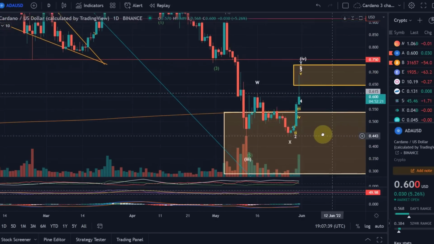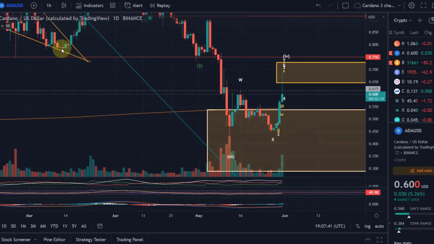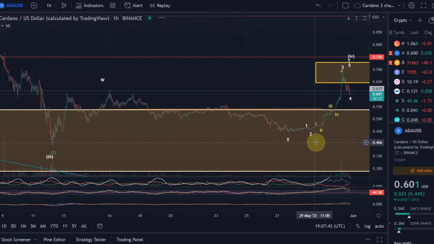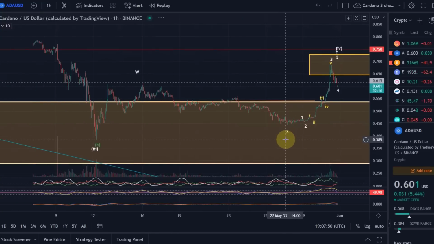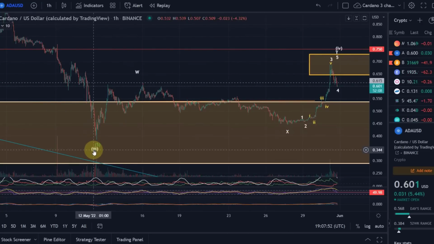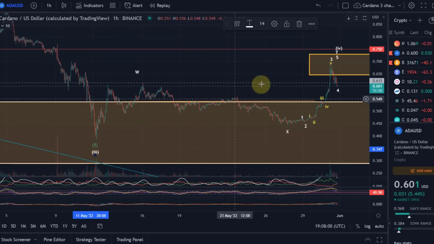Now let's take a look at the short time frame wave count, and we take a look at the hourly chart just to explain what we're doing here. So this is what everybody wanted to see. Didn't have time to do it in the last video, but there we are. So we came down here on the 12th of May in a wave 3. This was a wave 5 of a wave 3. So the wave 3 was complete. We are now still in a wave 4.